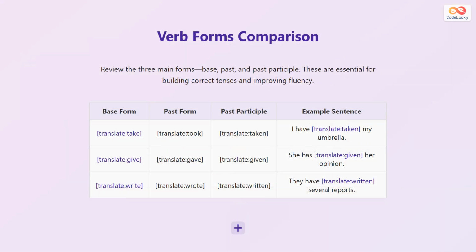Here is a comparison of the 3 main verb forms: the base form, the past form, and the past participle. For example, take, took, taken, give, gave, given, write, wrote, written. These patterns help you see how each verb changes form. The past participle is most often used after have, has, or had to show completed actions.